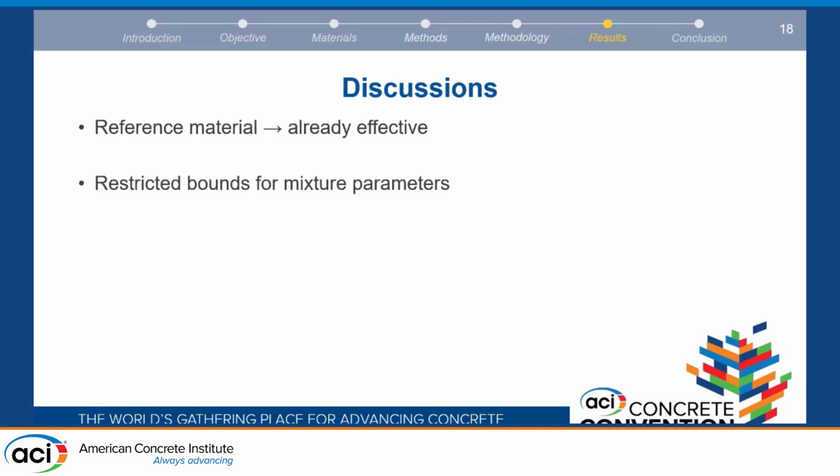So to be noted also, we restricted the bounds of the mixture parameters after an initial iteration because the neural networks had too much trouble predicting too far from the design of experiment region. But now that the predictions are better in a lower cement content region, the parameter boundaries can be expanded as it was done for iterations 4 and 5.